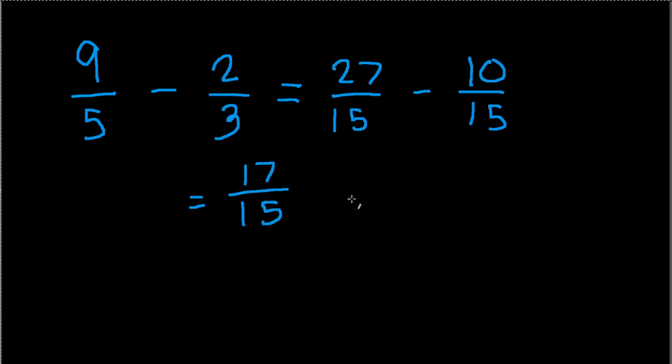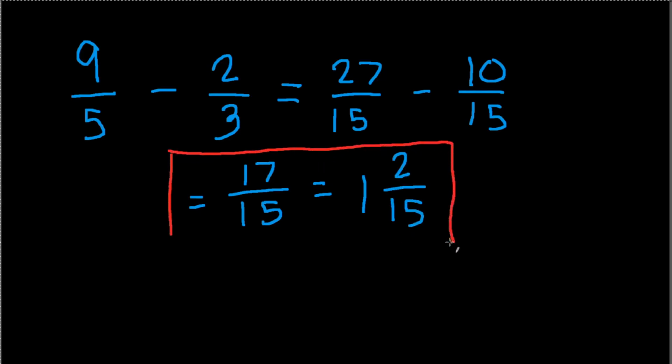And then, para i-convert, ganun lang ulit. Para i-gawing mixed fraction, magiging siyang 1 and 2 over 15. So, yan yung sagot natin. Either of the two. Depende kung ano yung pinapahanap. Kung accepted na yung improper fraction, okay na yung 17 over 15. Pero kung ang hinahanap is mixed fraction, dun tayo sa 1 and 2 over 15.